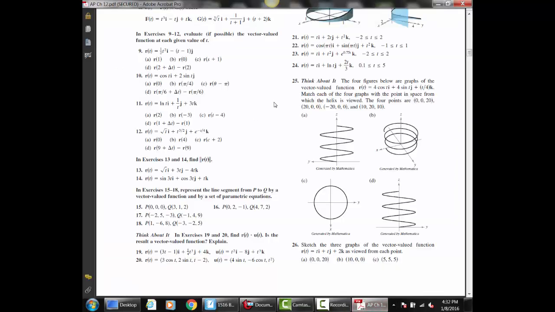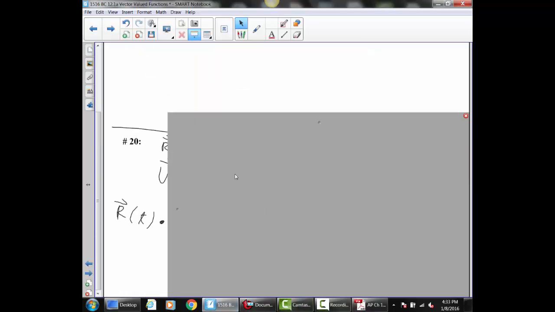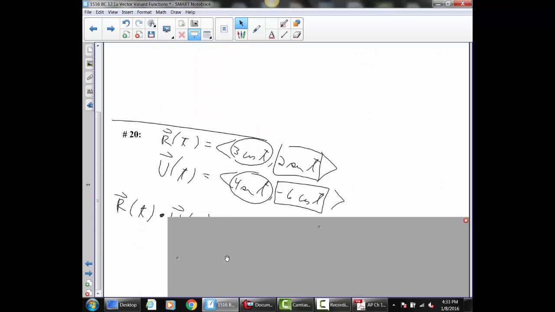Looking at number 20, right down here, it says find the dot product of r of t and u of t. Is the result a vector valued function? So looking at number 20, which is r of t is 3 cos t, 2 sine t, and u of t is 4 sine t, negative 6 cos t. The question is, what is the dot product of r of t and u of t?